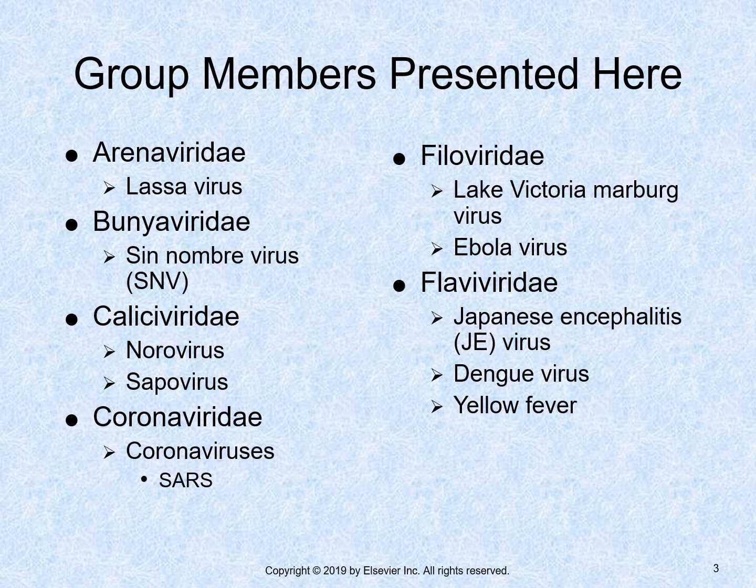There are several families of single-stranded RNA viruses, and among those families exist various members and genera. The group members presented here include Arenaviridae, Bunyaviridae, Caliciviridae, which includes norovirus and sapovirus, Coronaviridae, which includes coronaviruses such as SARS, Filoviridae, that includes Lake Victoria Marburg virus and Ebola virus, and Flaviviridae, that includes viruses such as Japanese encephalitis virus, dengue virus, and yellow fever.